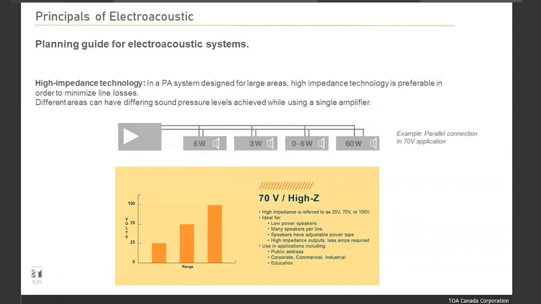So 70 volt high impedance, as I mentioned earlier, 25, 70 volt, 100 volt, is ideal for lower power speakers, many speakers per line, speakers that have adjustable power taps, high impedance output, and fewer amps required. Used in applications including public address, corporate, commercial, industrial, and education.